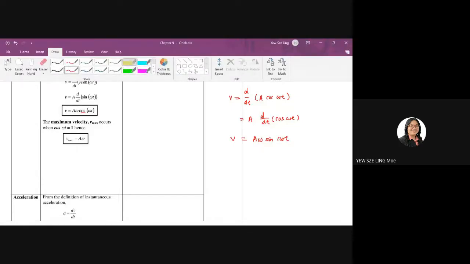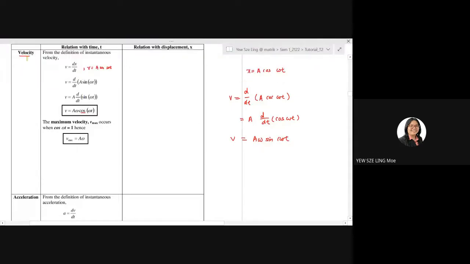So when you do differentiation to write the equation for velocity, you have to be extra careful with the sine and the cos. If your x is given in terms of sine, then v is in terms of cos. If your x is in terms of cos, then v is in terms of sine. It should be negative sine. You differentiate cos, you get negative sine.